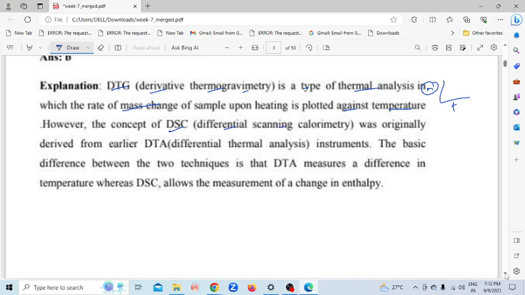DSC, which means differential scanning calorimetry, was originally derived from the earlier differential thermal analysis. Differential thermal analysis, which we discussed already, means how your mass is changing at differential temperature. So we will calculate this, but in DSC, in place of differential temperature, we are taking calorimetry. So that's why it is different. The basic difference between the two techniques is that in DTA we measure the difference in temperature, whereas in DSC we measure the change in enthalpy.